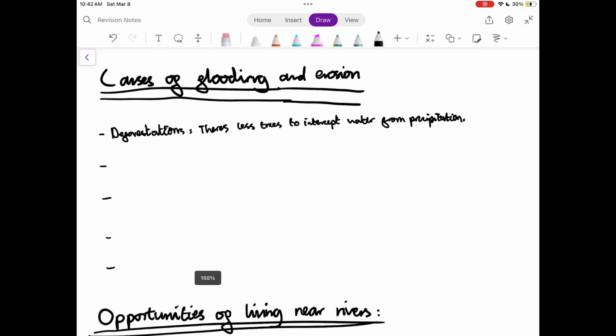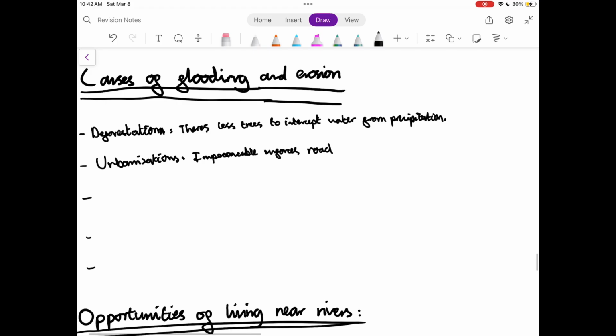Okay. And then the next thing you need to know is that urbanization is also a cause. And this is because the infrastructure in urbanization leads to impermeable surfaces, such as roads and concrete, etc. And this means that the water can't infiltrate into the soil because of these impermeable surfaces being constructed. So this can lead to increased surface runoff, which increases flooding.